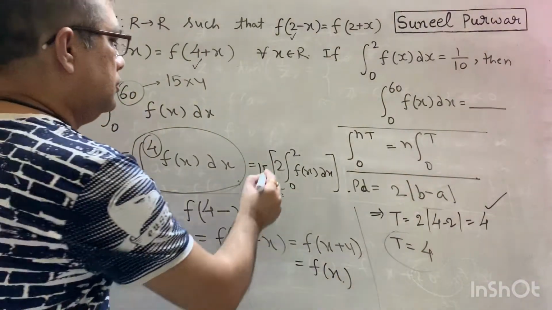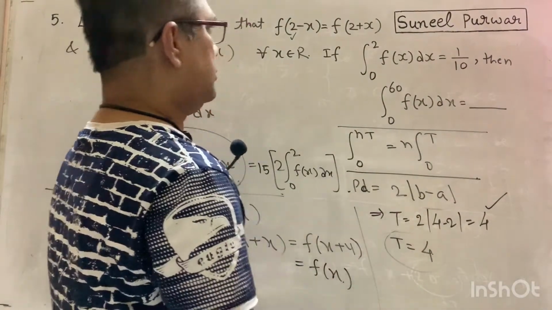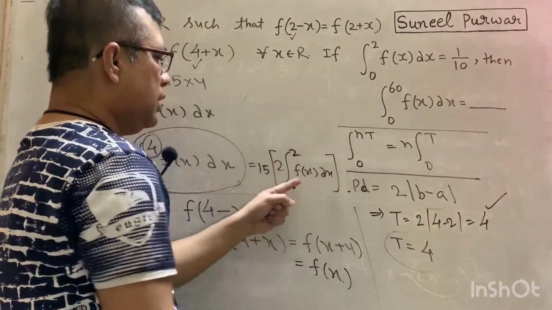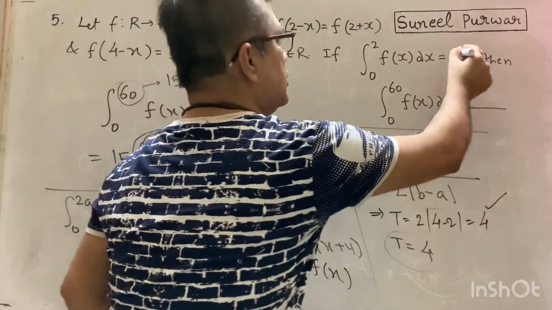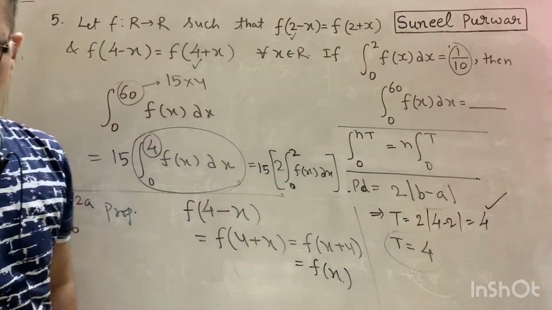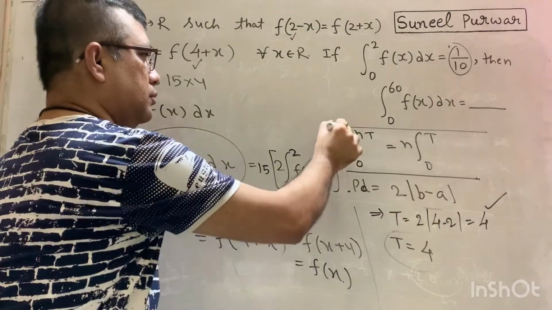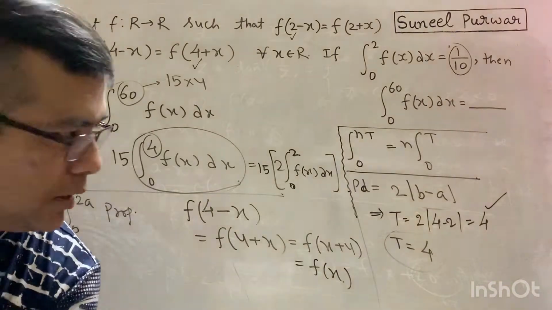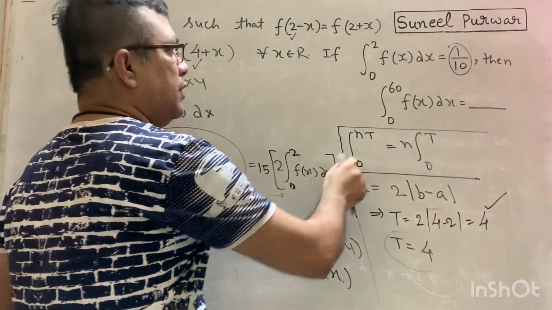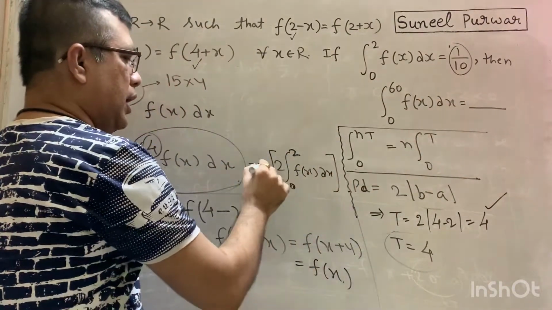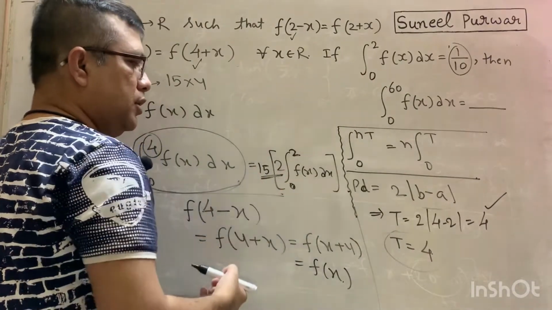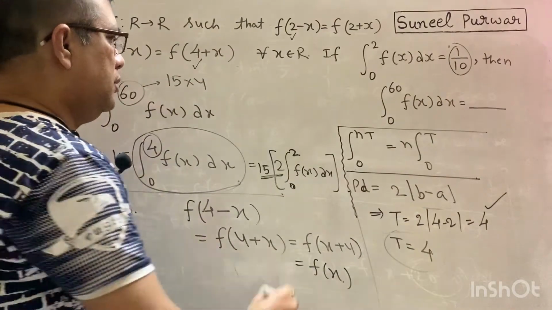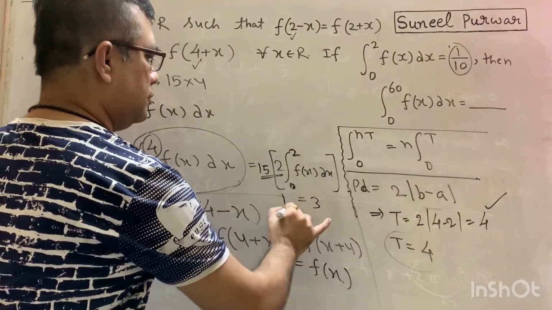Now you see, integral 0 to 2 f(x) dx is given to us. How much? 1 by 10. Integral 0 to 2 f(x) dx is given as 1 by 10. And this number would become 15 into 2, 30. So 30 into 1 by 10, this value. So your answer would be 3. That's your answer.